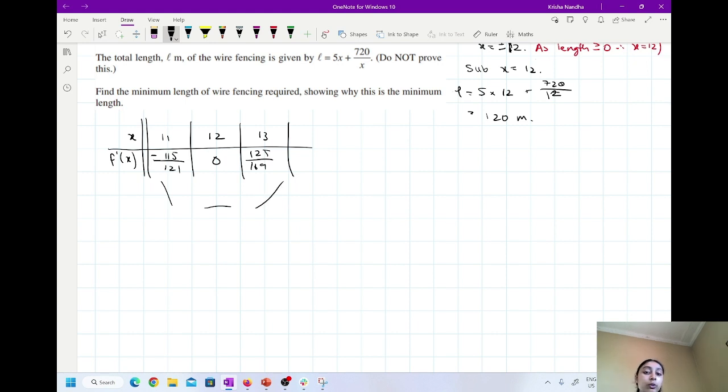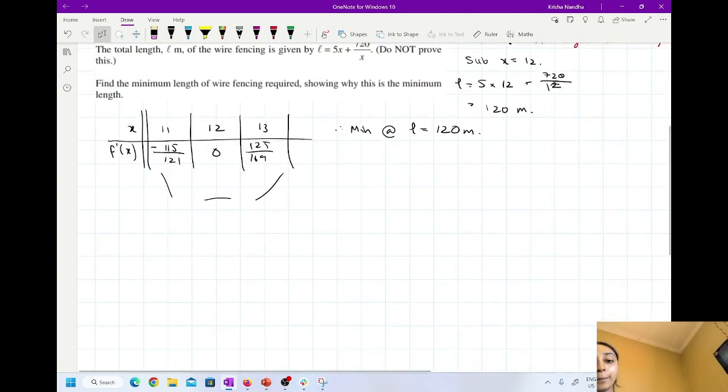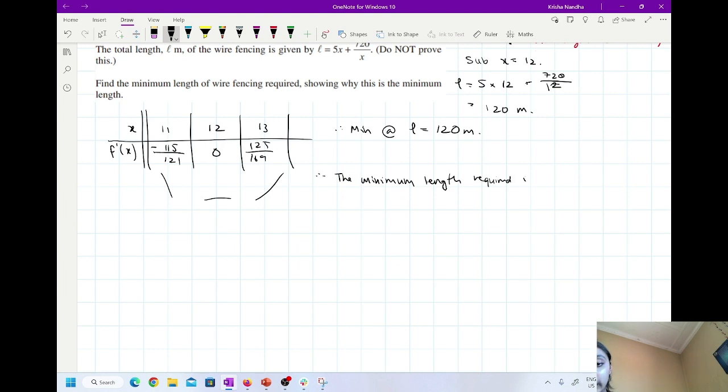So therefore we can say there is a minimum at L equal to 120 meters. Or we should probably write a full sentence, because this whole thing's a bit wordy. So we can say, therefore the minimum length required is 120 meters.